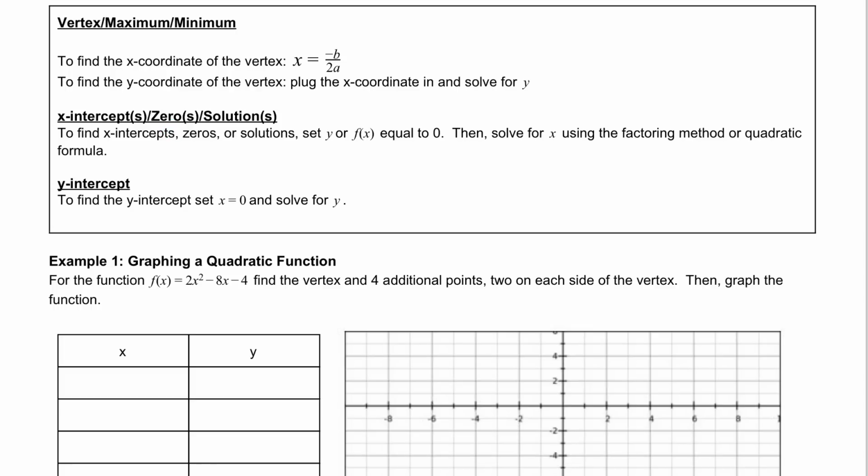X-intercepts, zeros, and solutions are all the same things when it comes to a quadratic equation. To find x-intercepts, zeros or solutions, you're going to set y or f of x equal to 0, and then you're going to solve for x using either the factoring method that you've learned or the quadratic formula. And then finally the y-intercept. To find the y-intercept, you're going to set x equal to 0 and solve for y. So let's take a look at example 1.